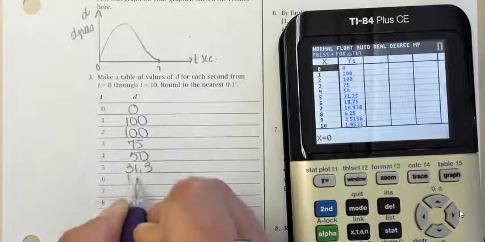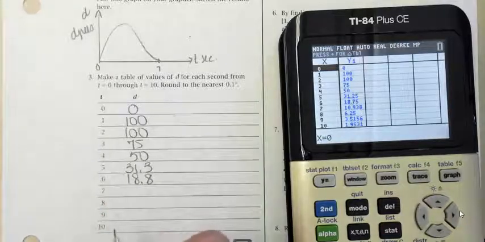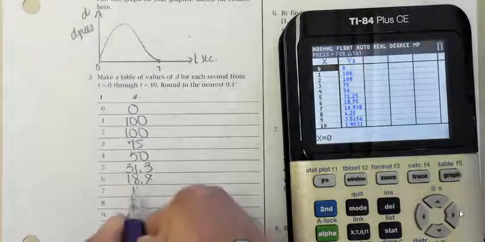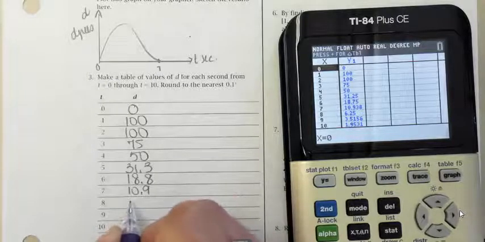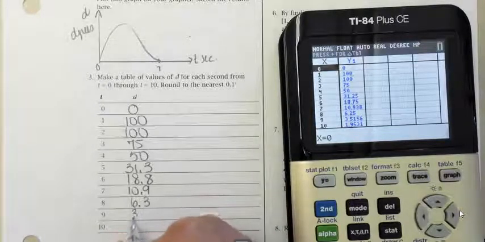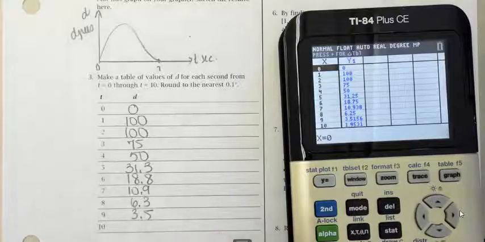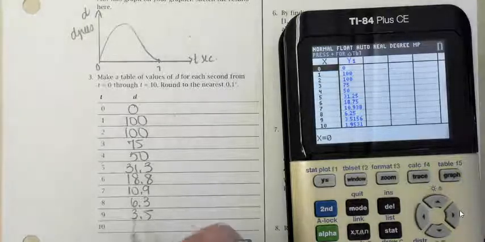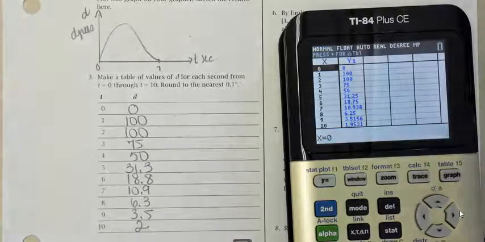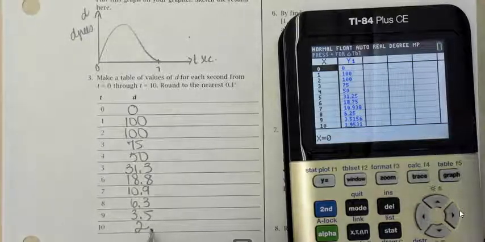31.3. 18.8. 10.9. 6.3. 3.5. And I need my glasses. How about 2? Or 2.0 since I said round to the nearest tenth.